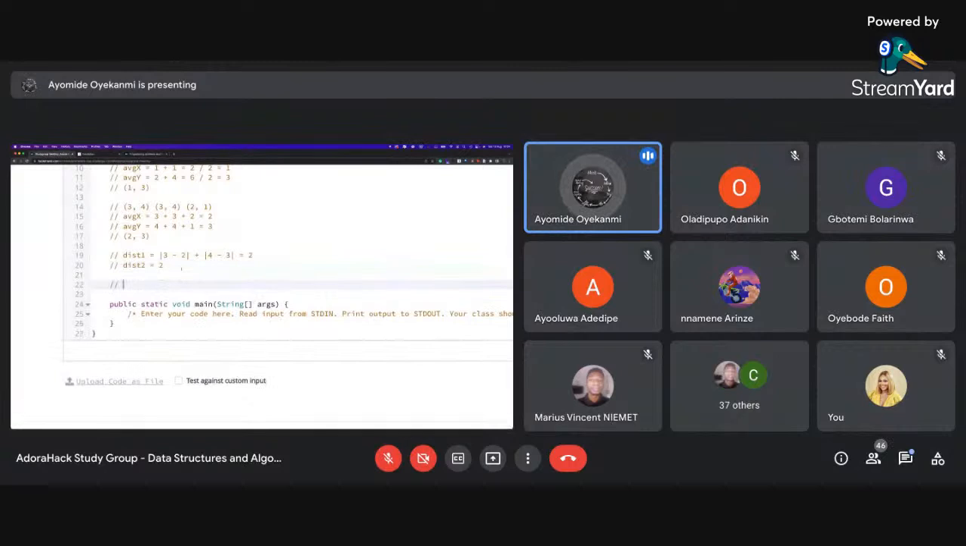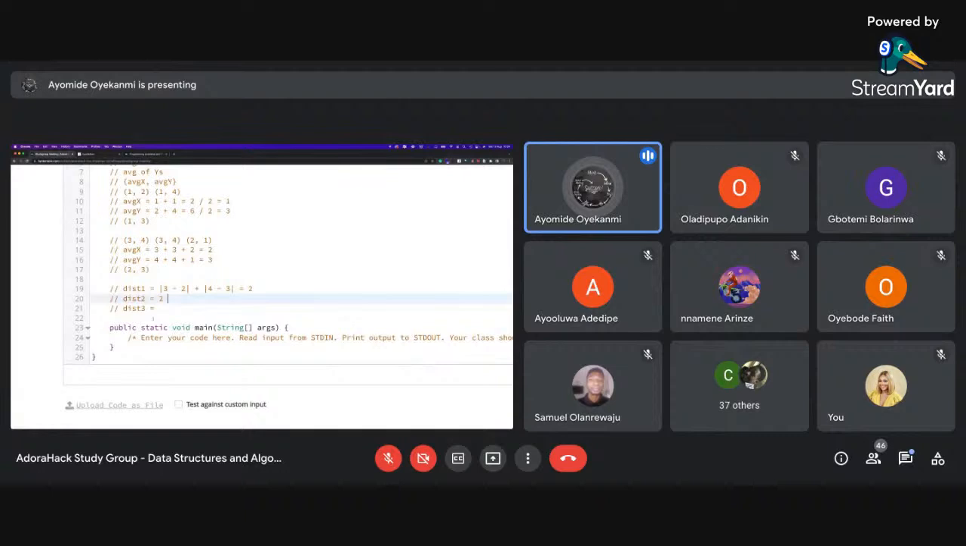Then what's the distance of the last person? So distance 3 would be for 2, 1. We have 2 minus 2 plus 1 minus 3. 2 minus 2 is 0, so that's fine. 1 minus 3 is minus 2, and the absolute value of minus 2 is 2. So this also gives us 2.